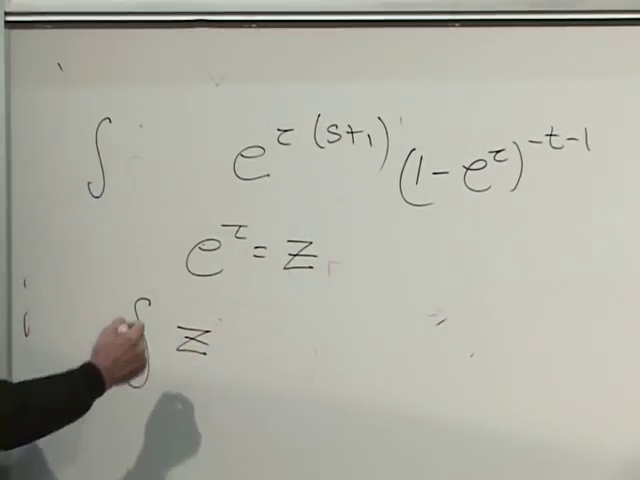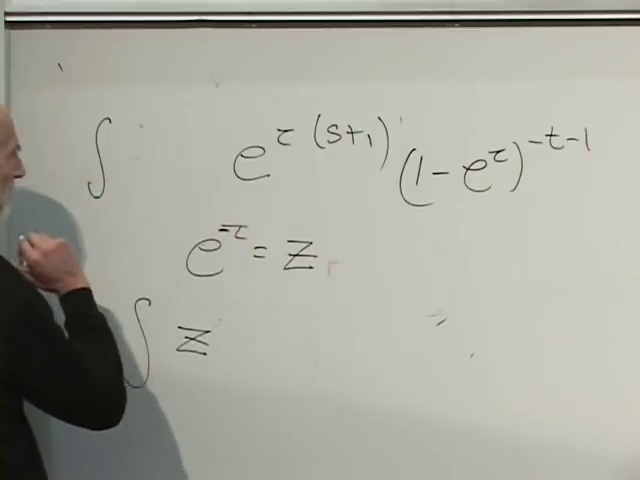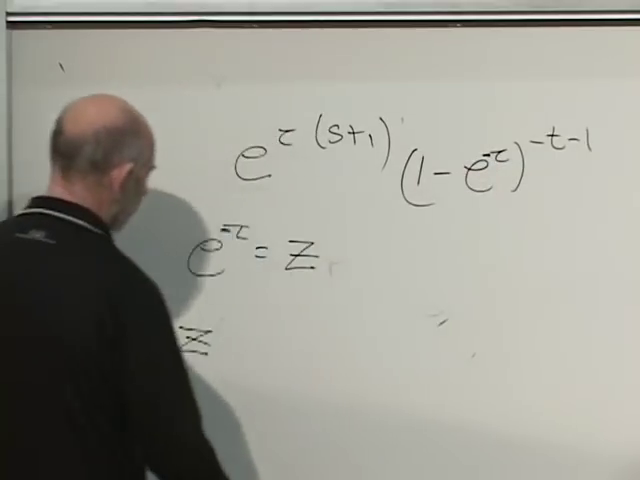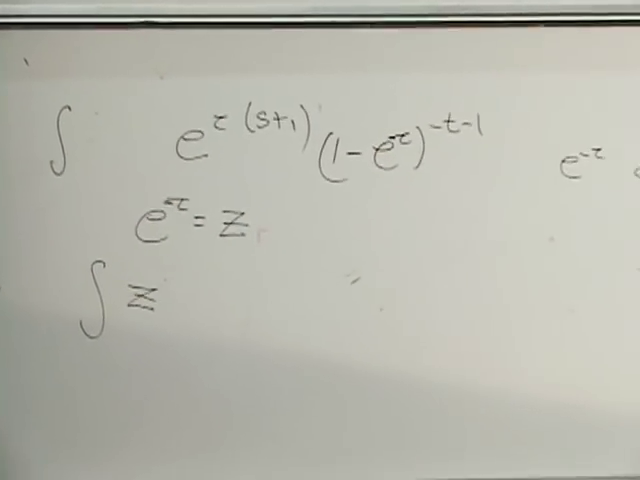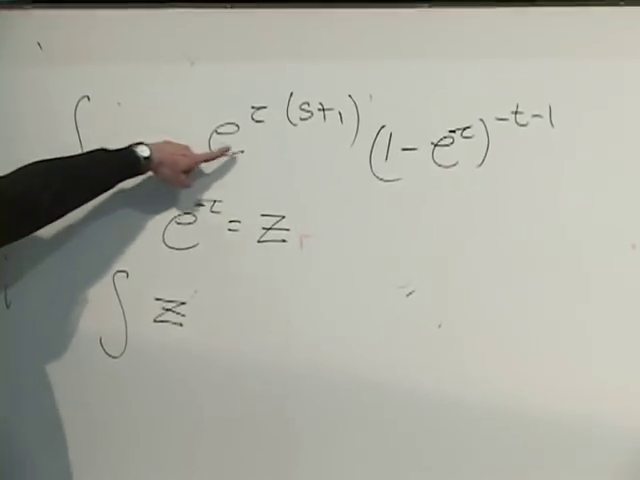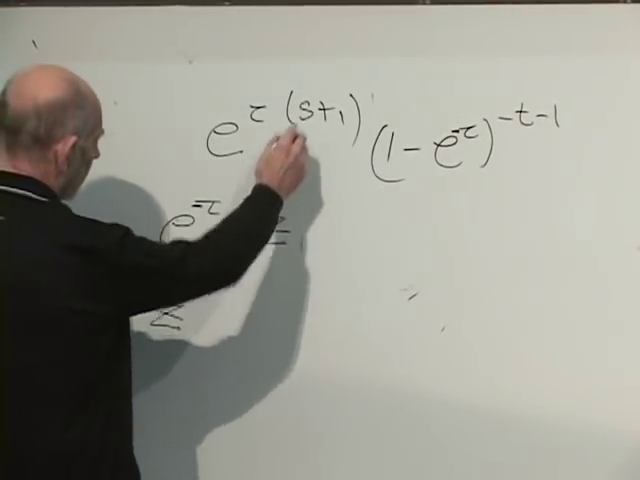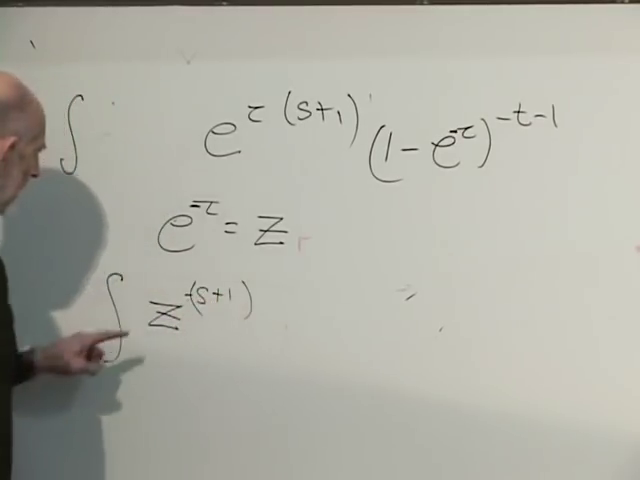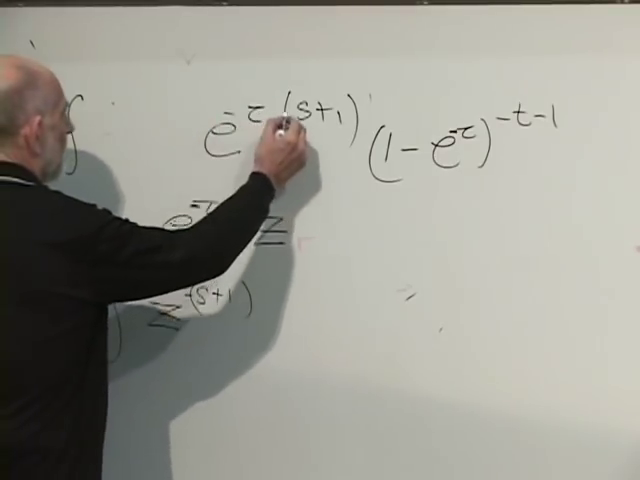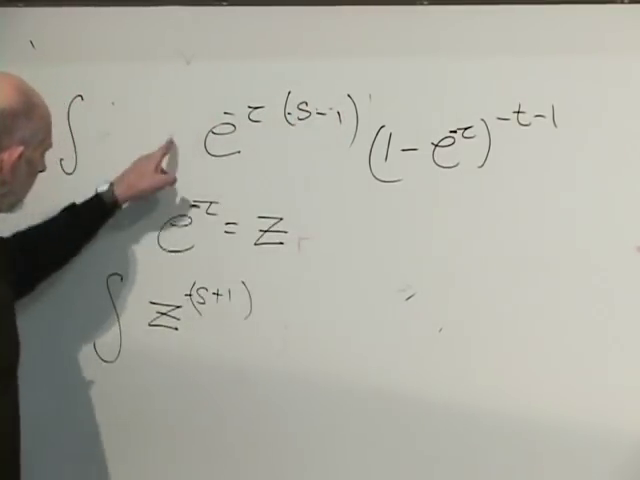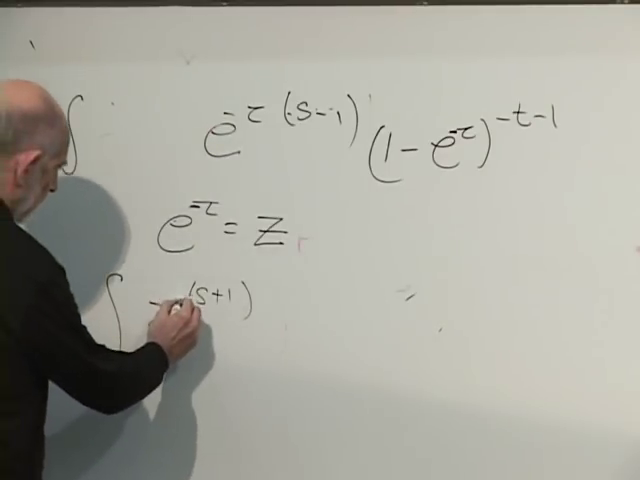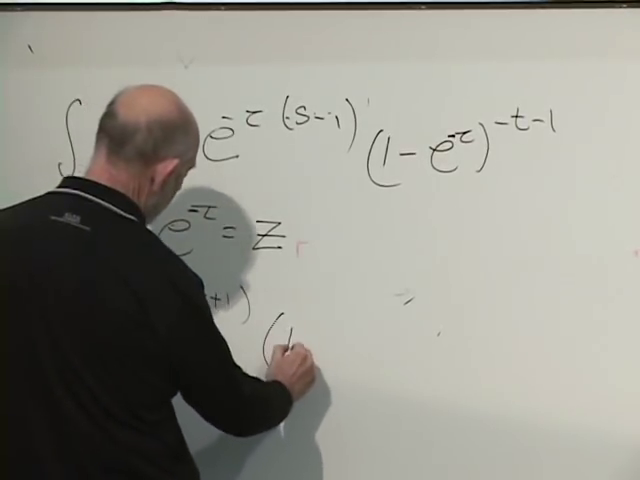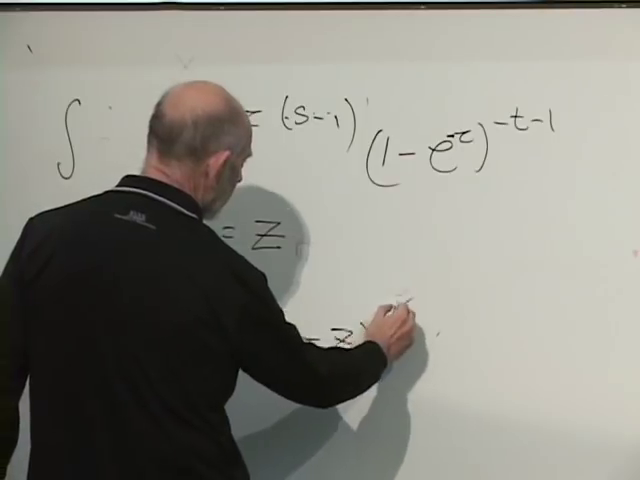I'm missing some minus sign. It is e to the minus tau there. This thing just becomes z to the minus s plus 1, e to the minus tau, so this is minus minus, e to the minus tau is z by definition, just a change of variables. What about 1 minus e to the minus tau? That becomes 1 minus z to the minus t minus 1.